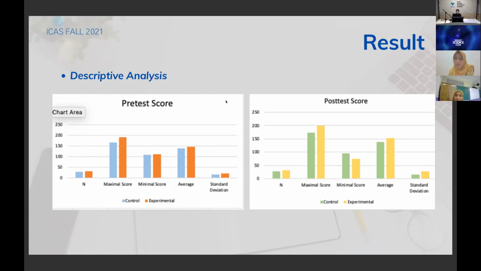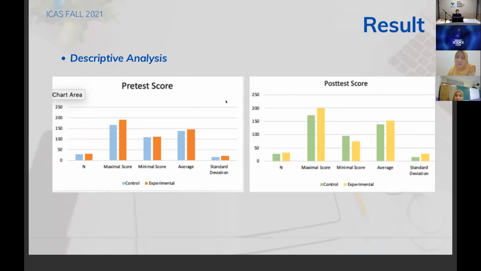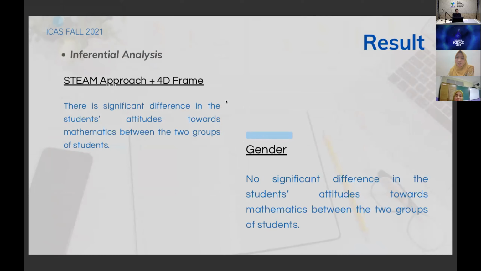And at the end of the research, I see that there is a significant difference in the students' attitude towards mathematics between the control group and the experimental group. However, there is no significant difference in the students' attitude towards mathematics between the two groups if reviewed based on gender.